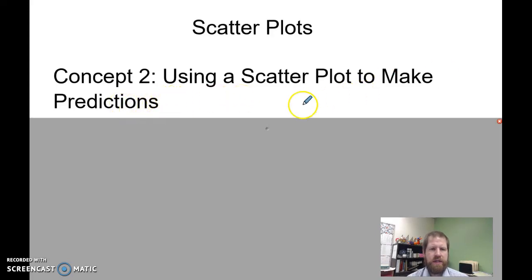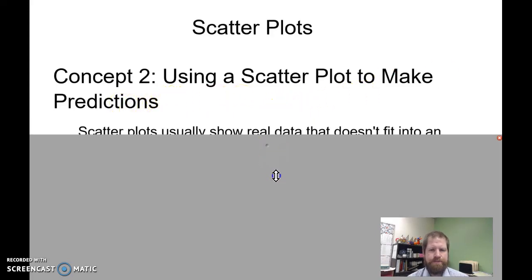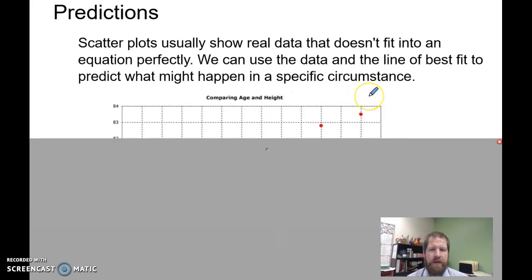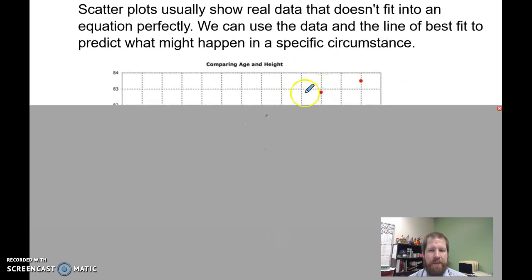Concept 2, using a scatter plot to make predictions. Okay, so with scatter plots, they are showing us real data, okay? And that real data isn't going to be perfect. It's not going to fit a perfect equation pretty much ever, all right? But because it's real data, it's very useful for us in predicting something that might happen, okay?